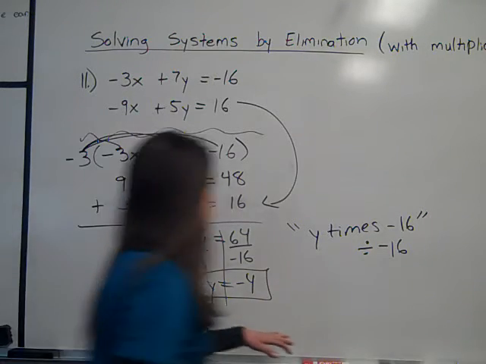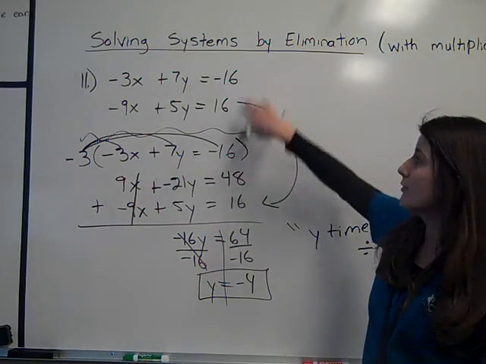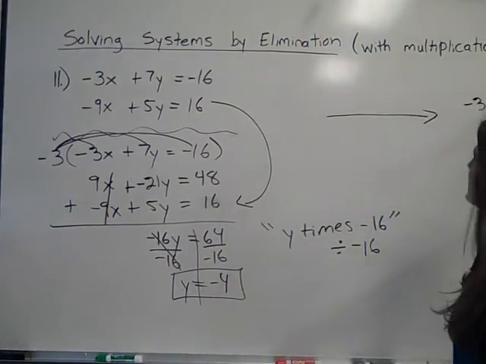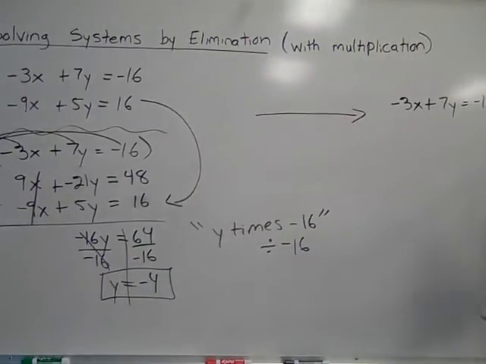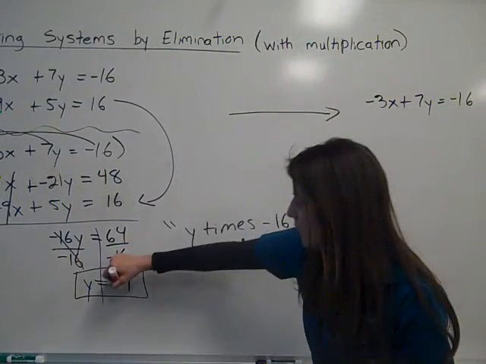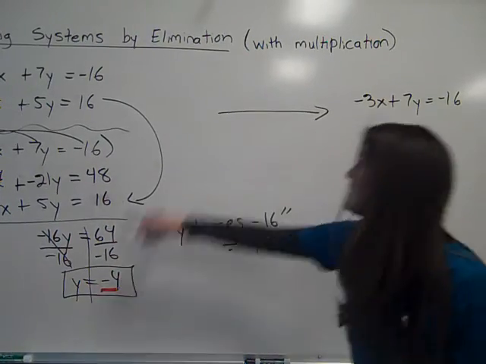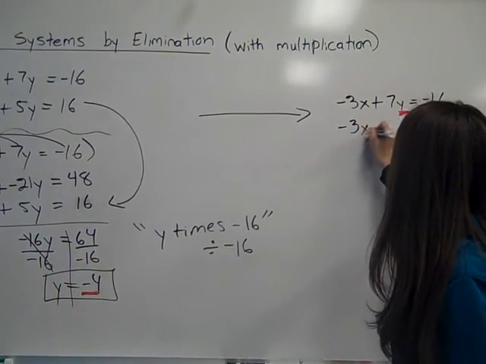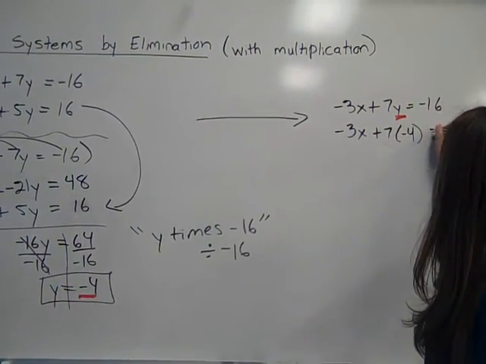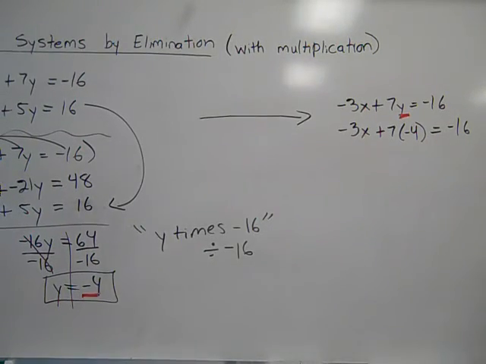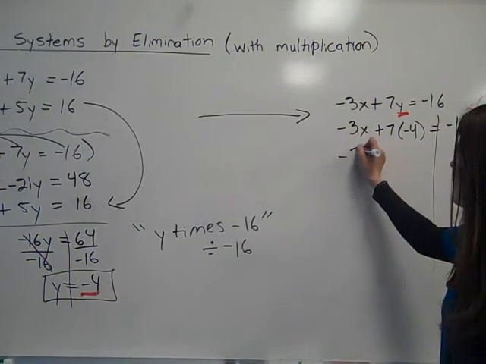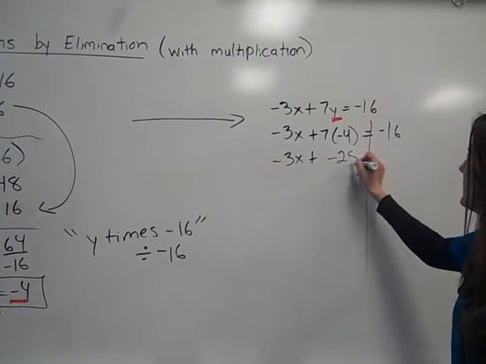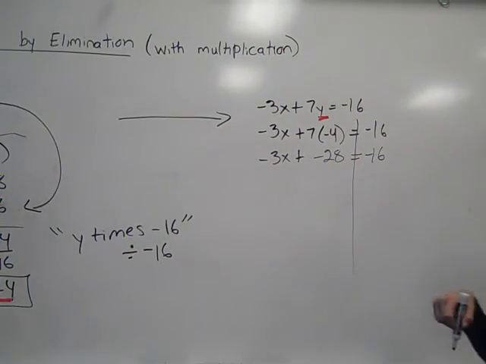So from here, I now have to substitute back into one of the first equations. It doesn't matter which one. I'll just take the top one for now. So -3x plus 7y equals -16. So keep in mind that my y value was -4, so I'm replacing my y with that value. So this is going to become -3x plus 7 times -4 equals -16. If I solve, 7 times -4 is going to give me -28, so -3x plus -28 equals -16.